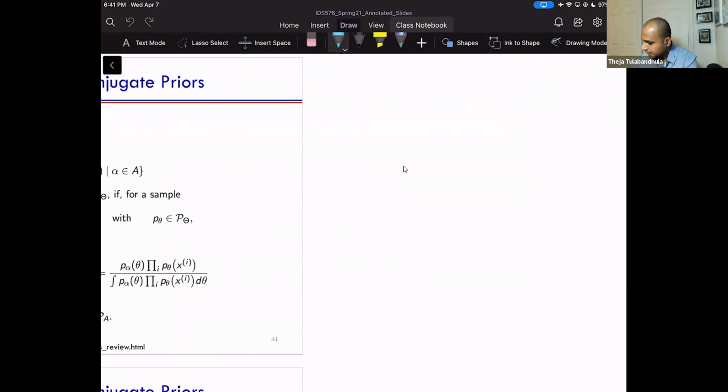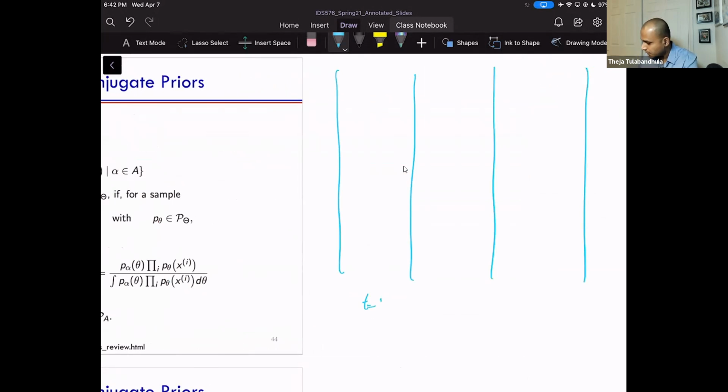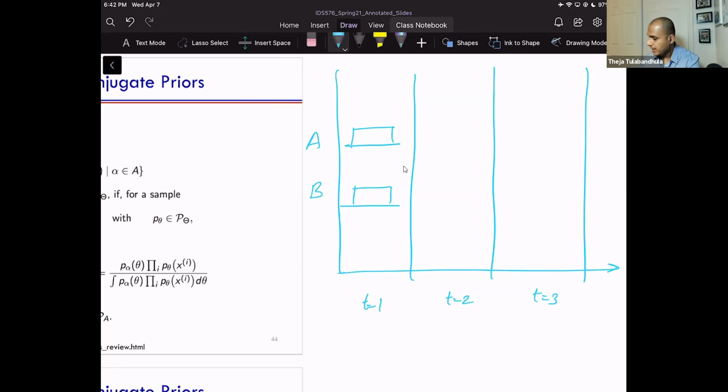So as I said, let's talk about it as a function of time. What I'm trying to draw is t equal to 1, t equal to 2, t equal to 3, and so on. I'm just trying to show a temporal diagram. At the beginning of time, let's say option A and option B have uniform distributions. This is option A, that's option B, or two decisions.